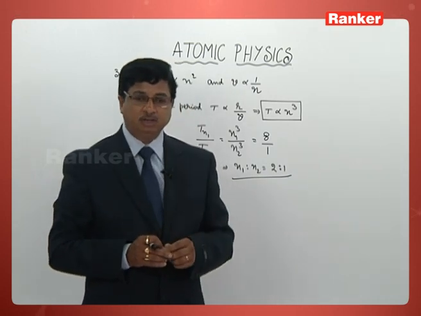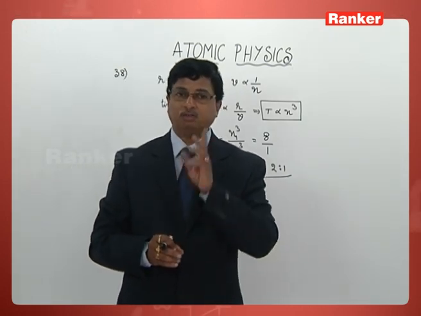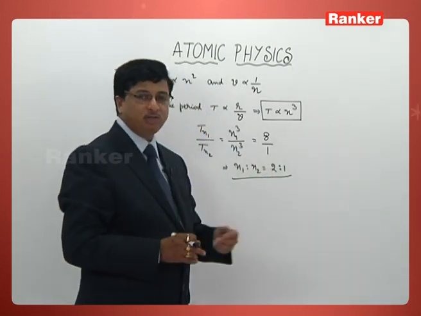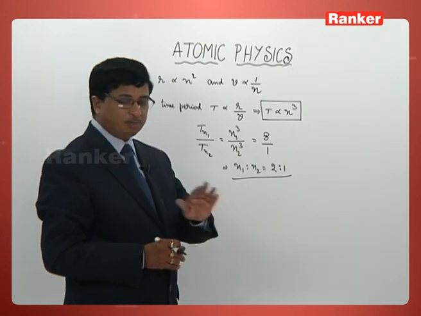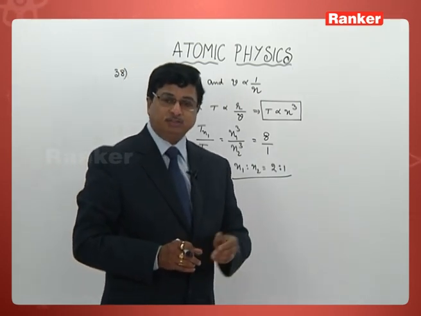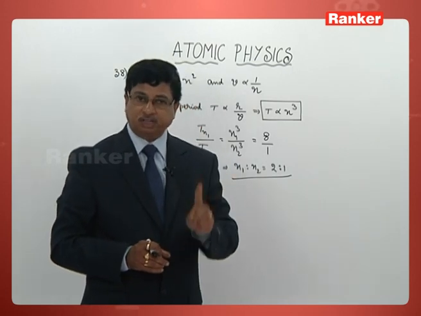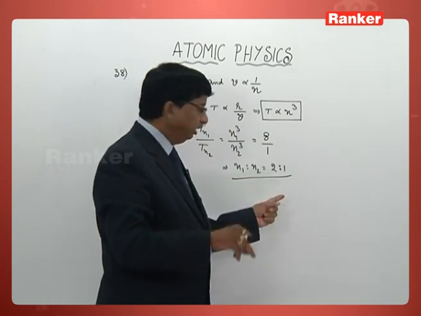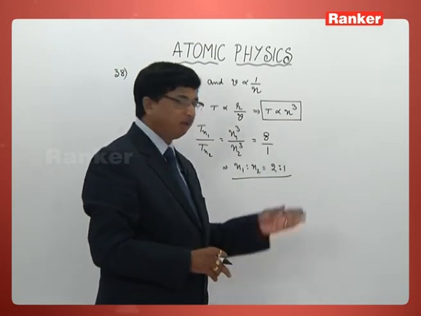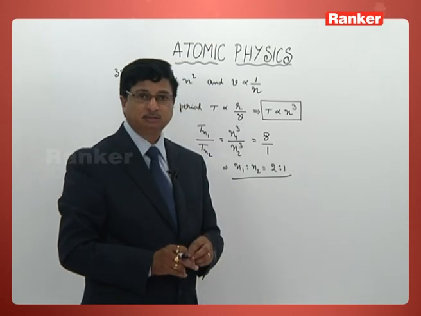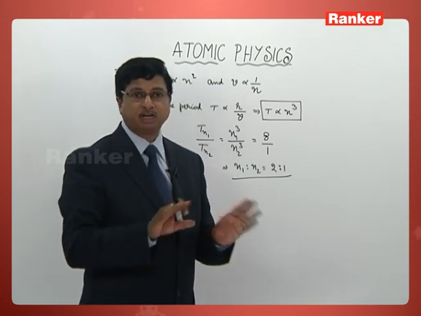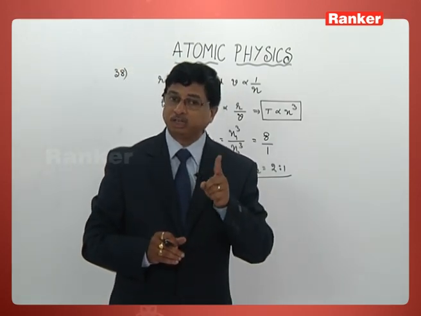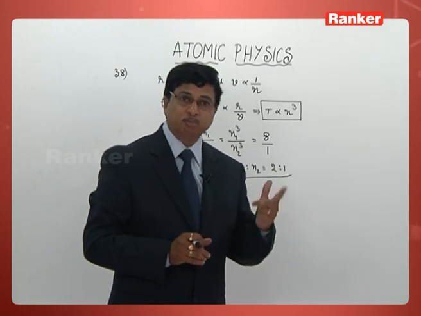The first option is n1 is 8 and n2 is 1. Are 8 and 1 in this ratio? No, not at all, so the first option is not correct. Second option, n1 is 6 and n2 is 2. What is the ratio according to that? It is 3:1, but here it should be 2:1. So the second option is not correct either.